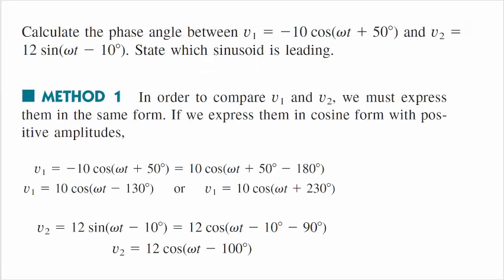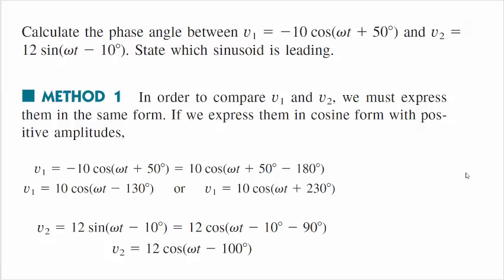So here is another problem that we should look at. Calculate the phase angle between V1, which is a cosinusoidal function. By the way, whether you say cosine or sine, it's still considered a sinusoidal function. And V2 is this sinusoidal function, and state which sinusoid is leading. So method 1 is to just do it with our trigonometry identities. So we have to express both of them as cosine functions so that you can add them up, because omega t doesn't change, only the phases change.